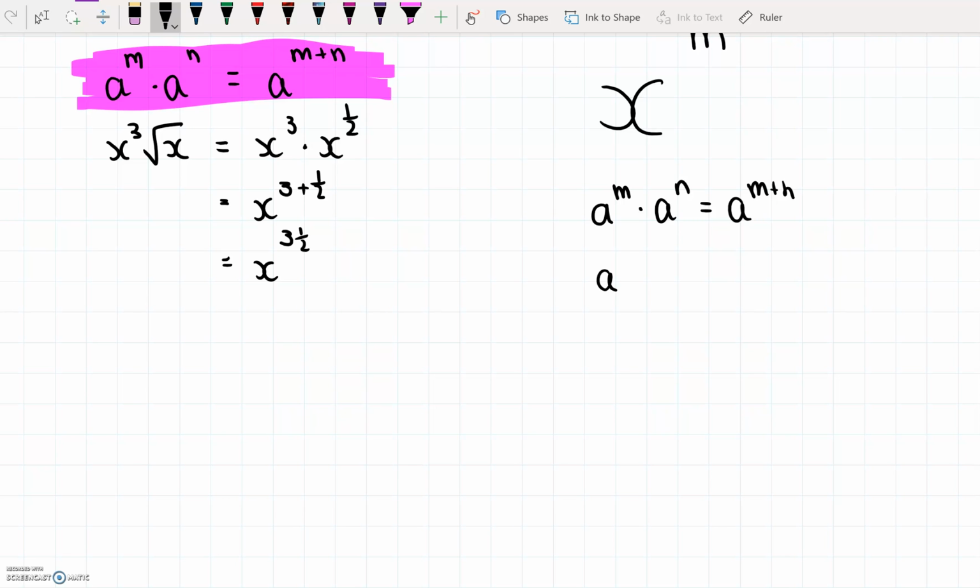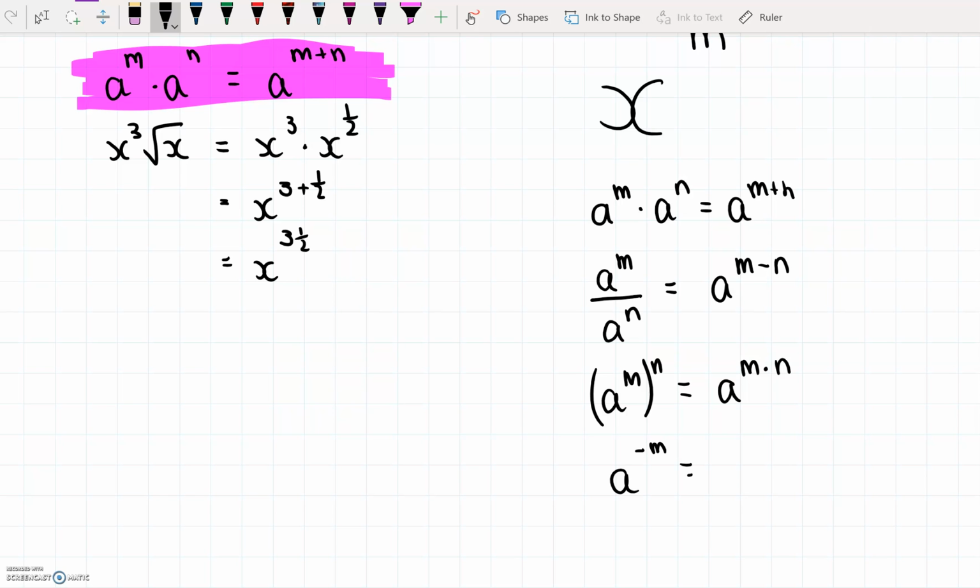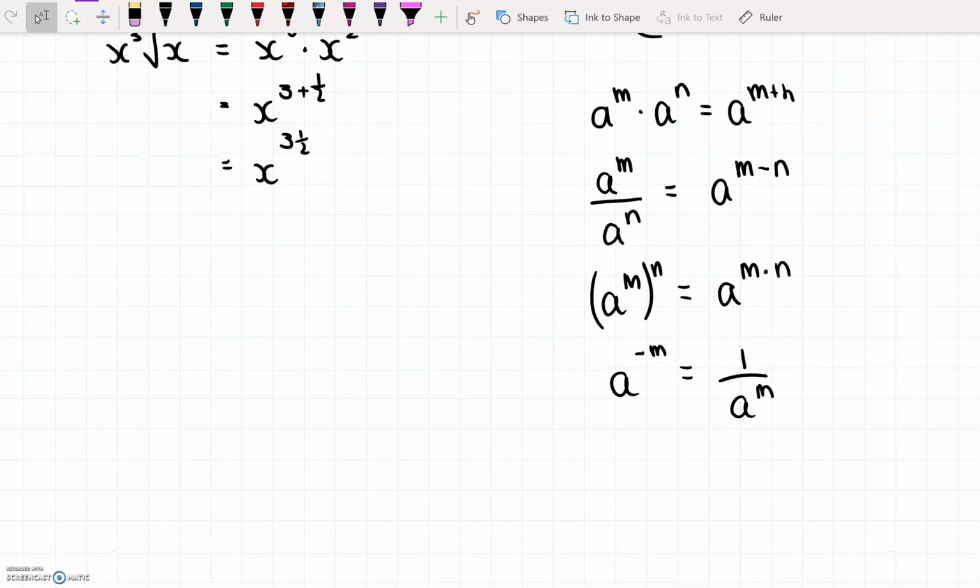We had a to the power of m divided by a to the power of n, and that's equal to a to the power of m minus n. We had a to the power of m, raised to the power of n, is a to the m times n. And we also had a to the power of negative m equals 1 over a to the m. And the converse of that is 1 over a to the negative m equals a to the m. These are what we're going to be using today.